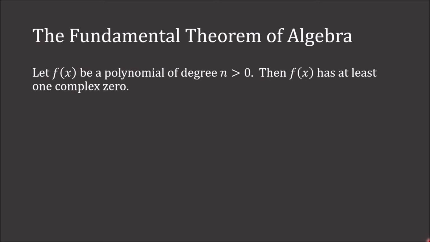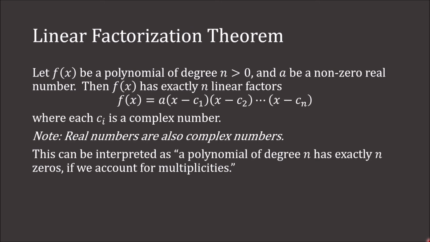A consequence of the fundamental theorem of algebra is called the linear factorization theorem. And it states, let f of x be a polynomial of degree n greater than 0, and let a be a non-zero real number. Then f of x has exactly n linear factors. That is, f of x can be written in the form a times x minus c1, times x minus c2, times x minus c3, and so on, times x minus cn, where each of these ci's is a complex number.